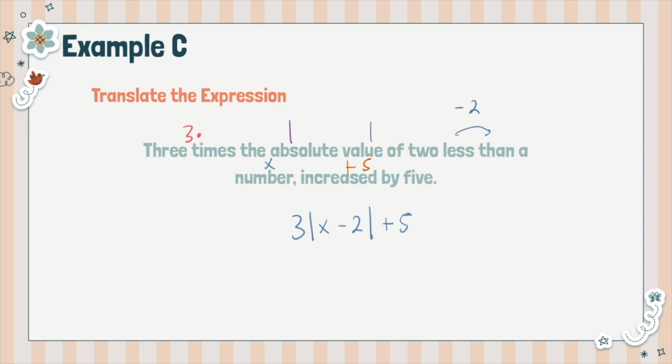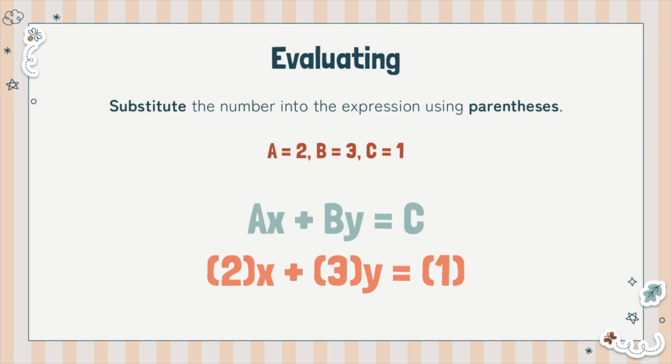Now let's move on to the second half of these notes. We're going to be talking about evaluating. Here, we're going to substitute the number into the expression using parentheses, and then we're going to simplify. In this case it says a equals 2, b equals 3, c equals 1. So I substitute in 2 for the a, 3 for the b, and 1 for c. Of course, this can't go any further because 2x and 3y can't be combined. They're not like terms, and 1 is a constant. It can't be combined, so this is as far as we can go.